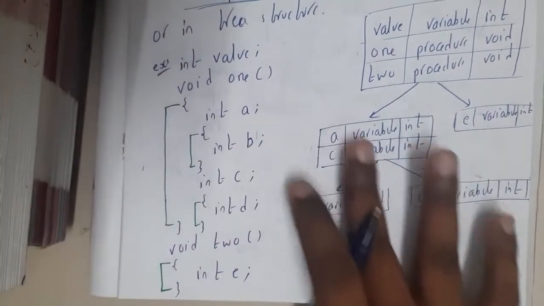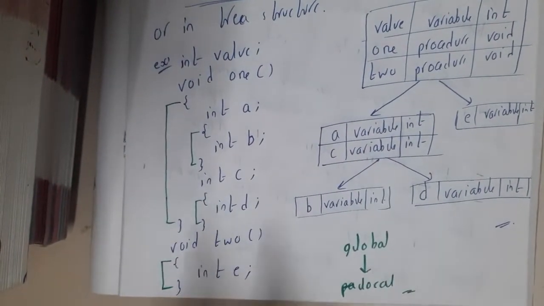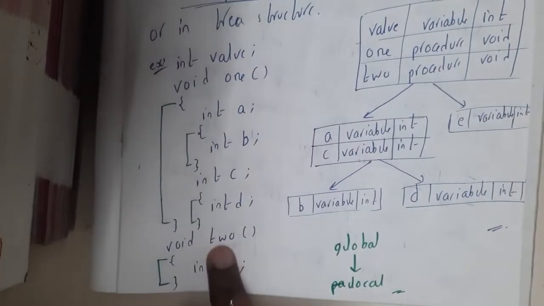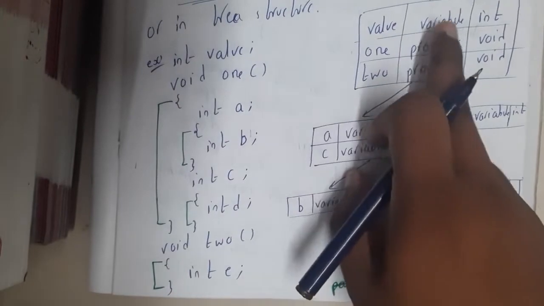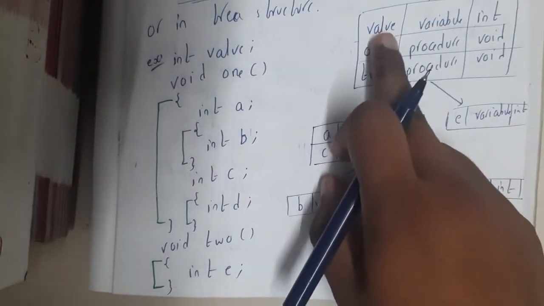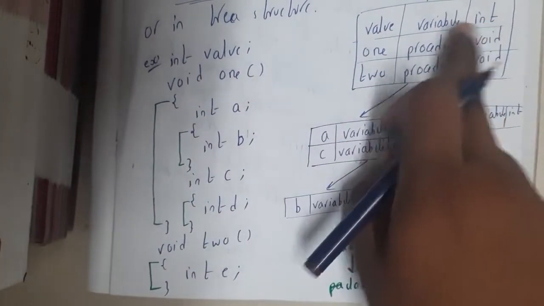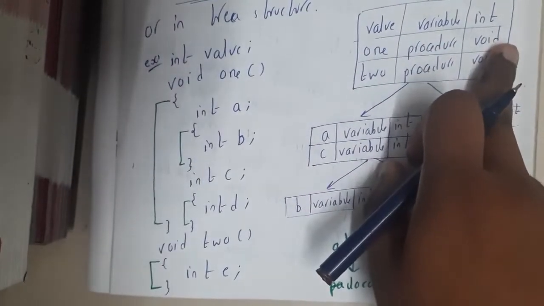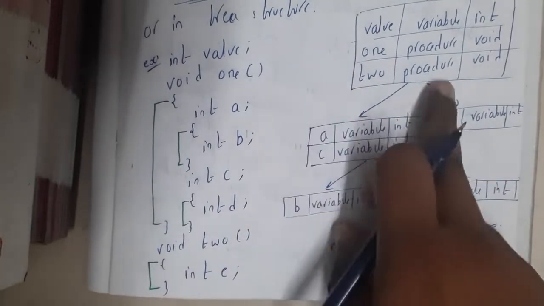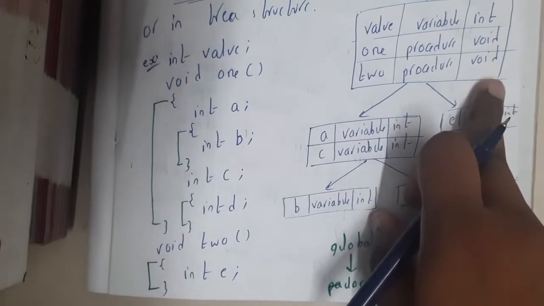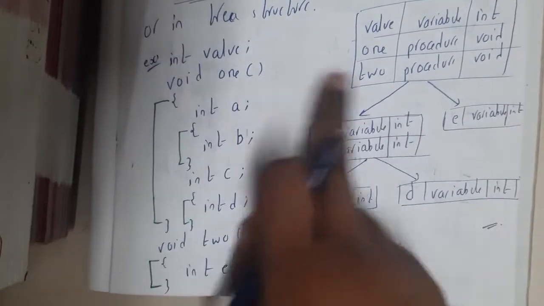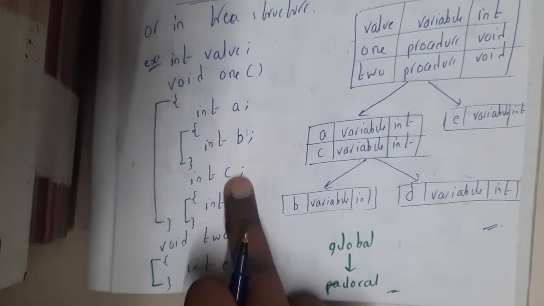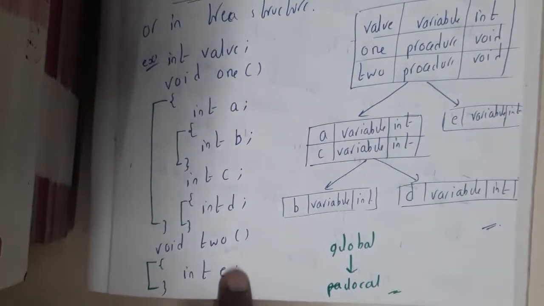Okay. So if you observe here, the main symbol table will consist of int value, void 1 and void 2, functions or procedures. So value is a variable and it is of type int. 1 is a procedure or a function with return type void. Similarly, 2 is a procedure or a function with return type void. Okay. So inside 1, we are having int a and int c, right? Yes. So inside 2, we are having int e.